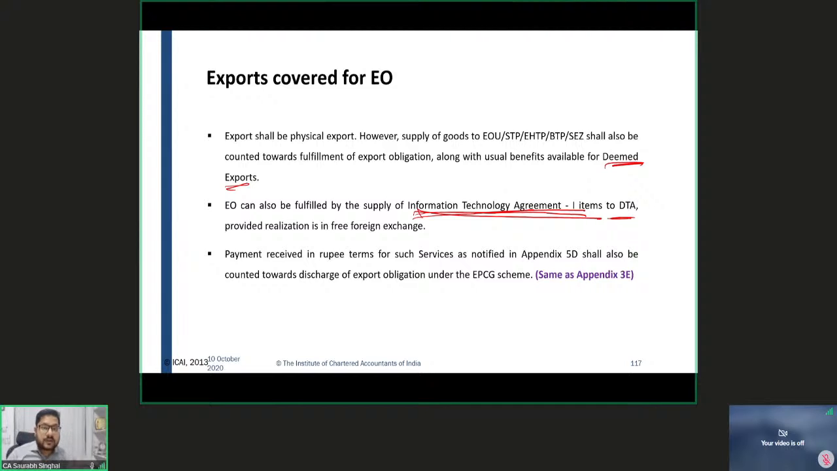What is ITA? Information Technology Agreement. There is an agreement signed by India with other countries wherein they have recognized certain goods to be technology goods. And those goods, even when supplied to somebody in DTA against free foreign exchange, will be counted for EO. Very, very important point.